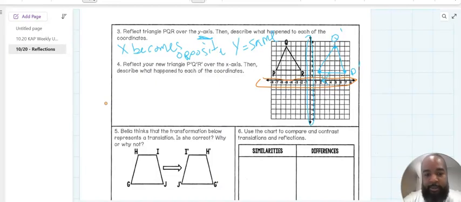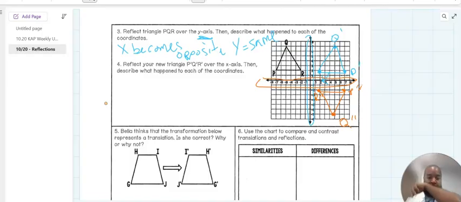So we know that R is here. So that would be my R double prime because it's the second time we've changed it. P would be here. So this is P double prime. And then Q would be here. Q double prime. Okay, so then we should be able to see what's happening there.